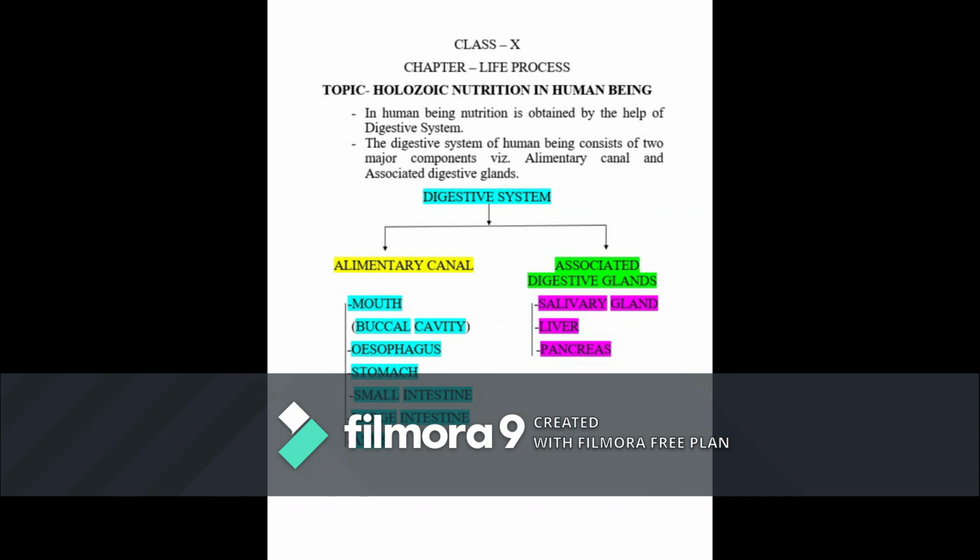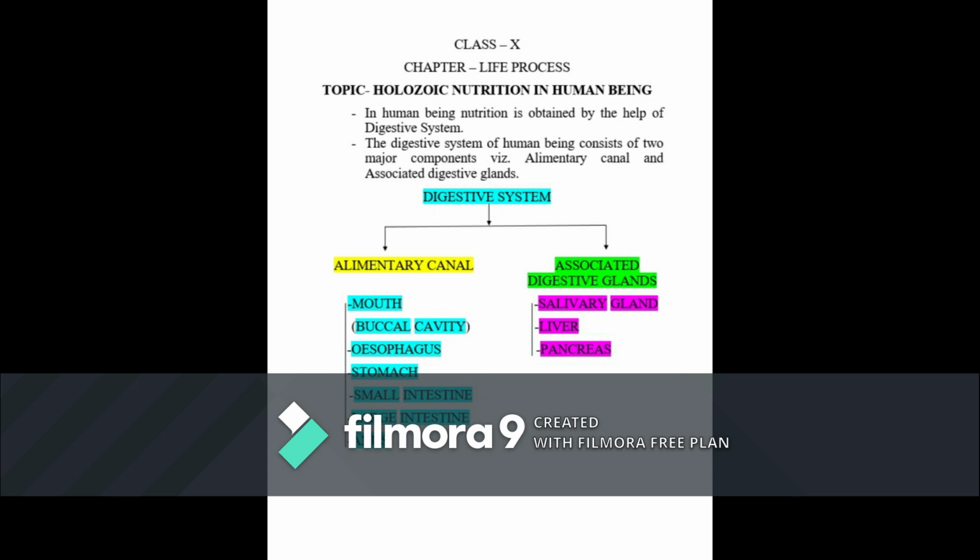Hello everyone, today we'll be discussing holozoic nutrition in human beings. In human beings, nutrition is obtained with the help of a system known as the digestive system. The digestive system of human beings consists of two major components, namely the alimentary canal and associated digestive glands.